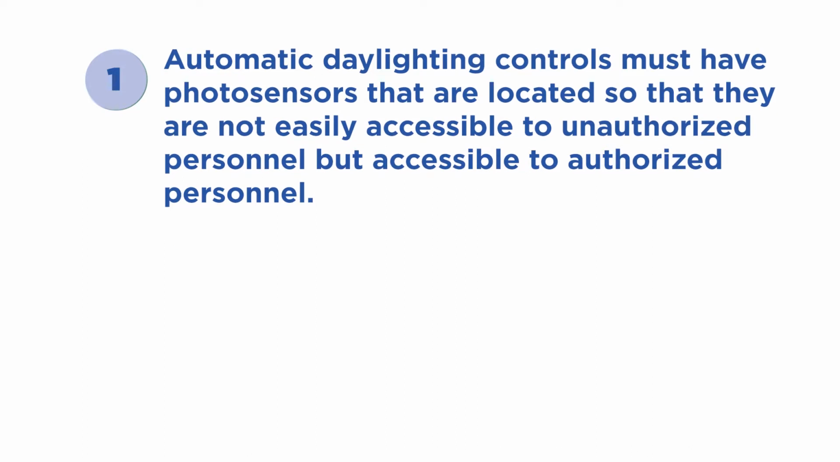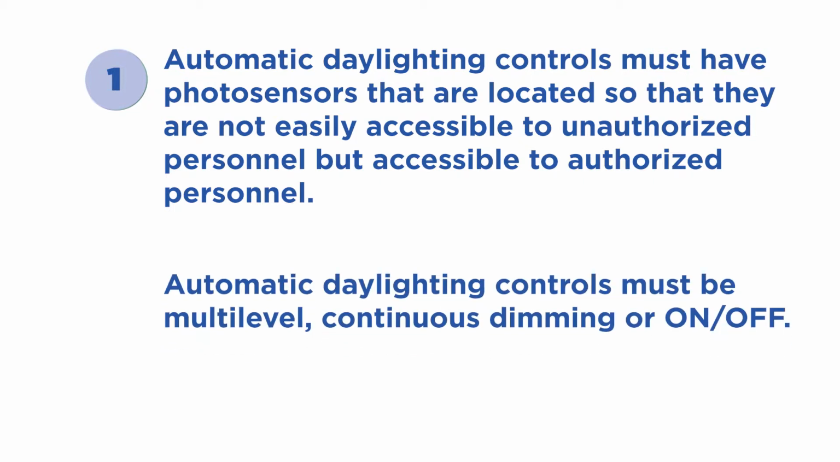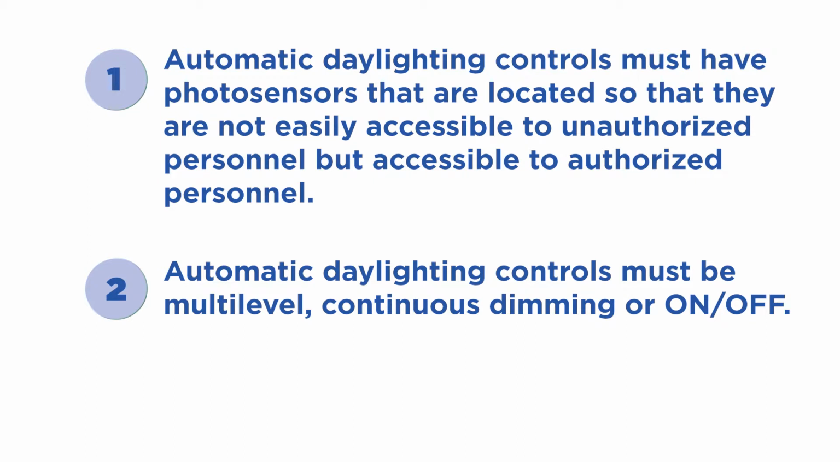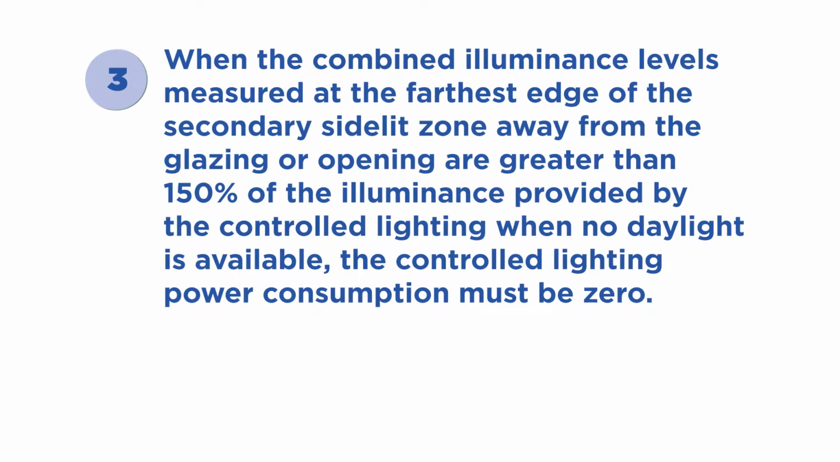Automatic daylighting controls must have photosensors that are located so that they are not easily accessible to unauthorized personnel, but accessible to authorized personnel. Automatic daylighting controls must be multi-level, continuous dimming, or on-off. And when the combined illuminance levels measured at the farthest edge of the secondary side-lit zone away from the glazing or opening are greater than 150% of the illuminance provided by the controlled lighting when no daylight is available, the controlled lighting power consumption must be 0.